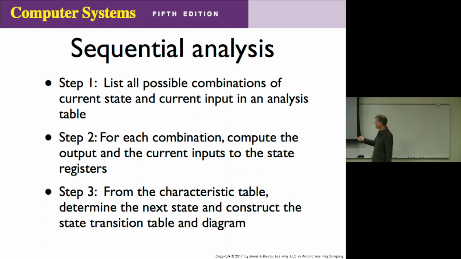And then step 3, from the characteristic table, now we know the characteristic table of the T flip-flop. If it's 0, it's unchanged, 1 toggles. So from the characteristic table, determine the next state and construct the state transition table and diagram. Is everybody clear on this? So now we're going to do all three of these steps with this circuit. What was the first one?